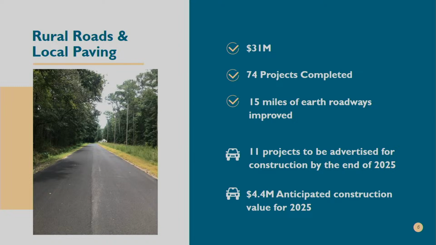Our rural road local paving program, we've completed 74 projects. That totals about 15 miles of earth roads that we have improved throughout primarily rural Charleston County. 74 projects, 74 dirt roads that we have improved. 11 projects we're anticipating coming up this year with an estimated value of $4.4 million. So that's a lot of projects coming up just in our allocation program. We're looking at about 40 projects at a value of $31 million just coming up this year.